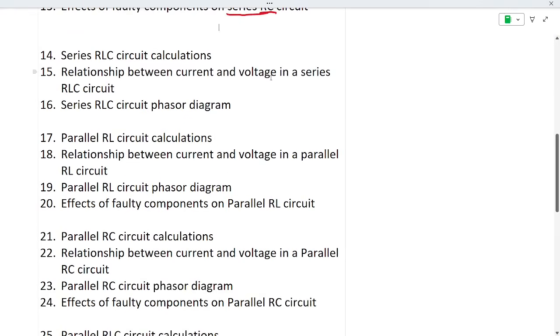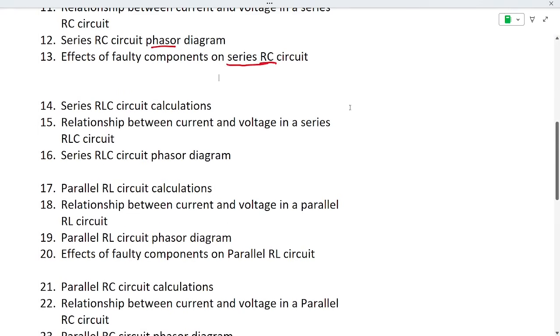Okay, point 14, we go series RLC. So this is the combination of the 3 of them. So if you notice, up above we've done RL. So this is what we're doing. We've done series. So on one side we do series, and on the other side we do parallel.